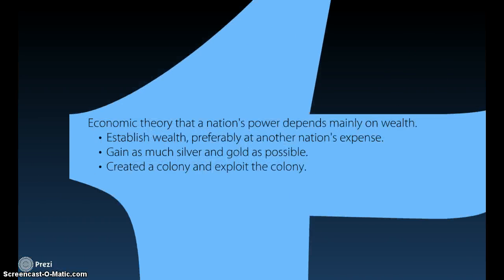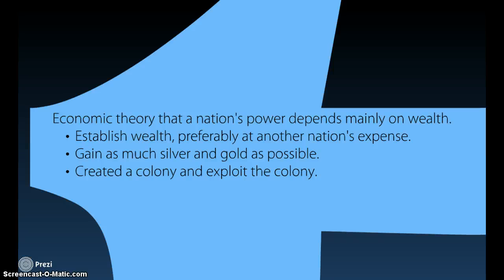So the definition of mercantilism, it's an economic theory that a nation's power depends on its wealth. So remember, the 3 motivations were gold, which is wealth, right here, God, which isn't here, and glory, or a nation's power, prestige. So the 3 characteristics are, you've got to establish wealth, usually at someone else's expense.